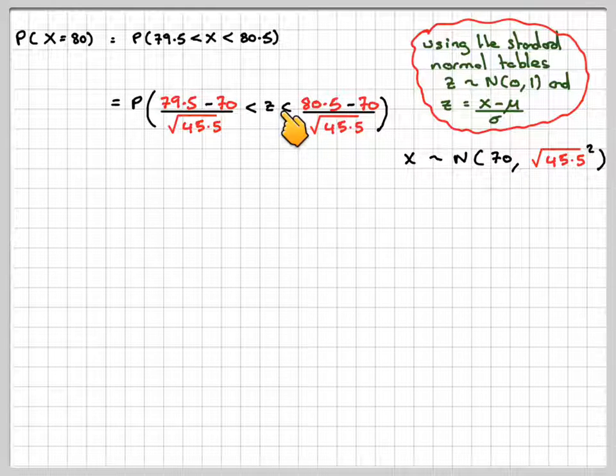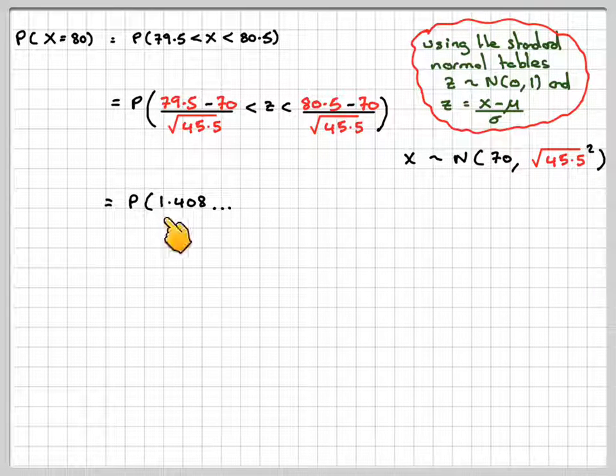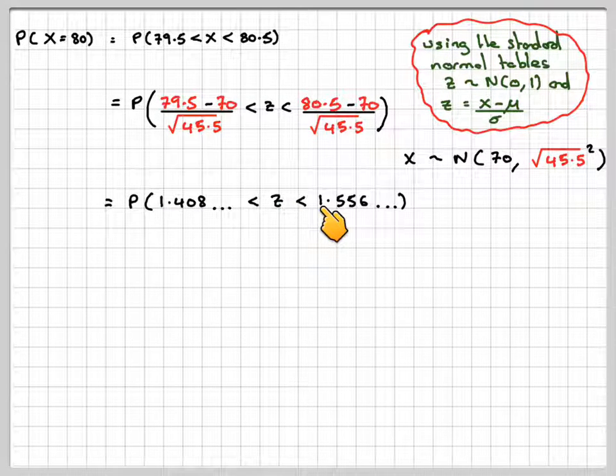Z is greater than that and less than 80.5 minus 70 divided by the square root of 45.5. The most common mistake is to put 45.5, not the square root. Working those values out on a calculator, we get the probability of Z being greater than 1.408 and less than 1.556.